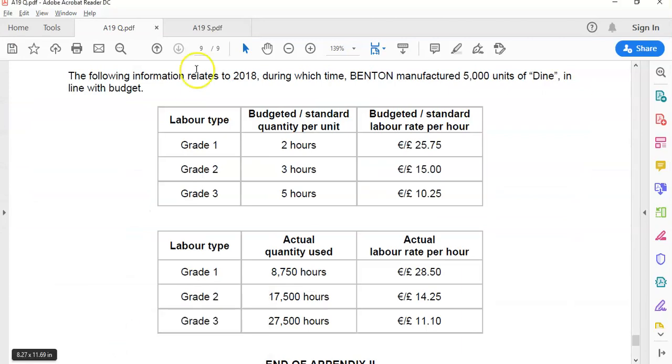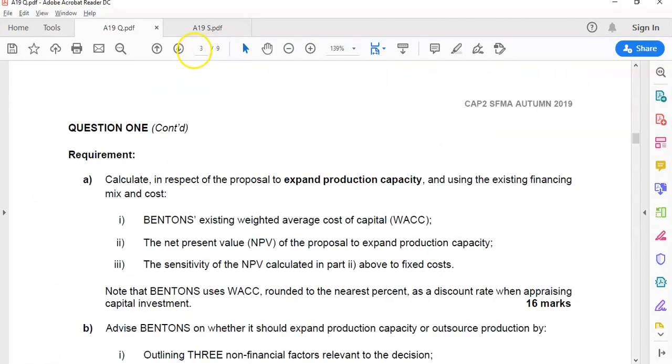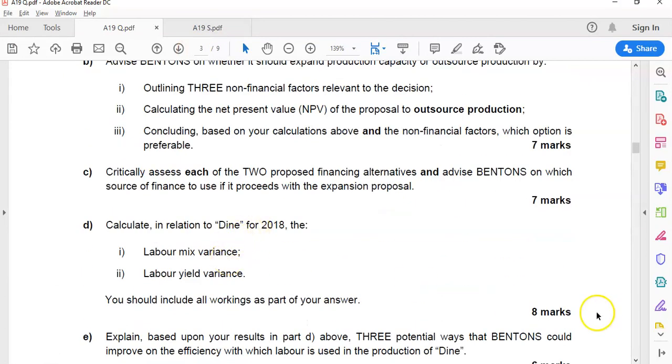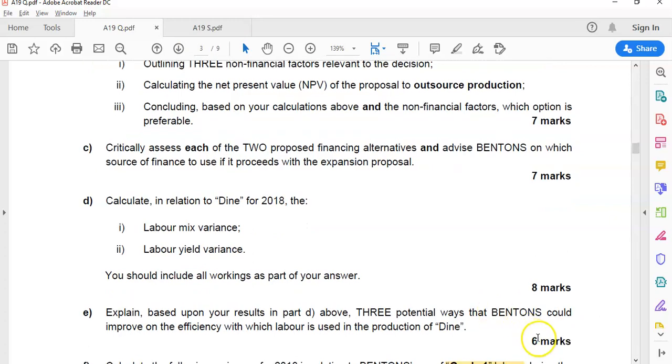So that was our answer to Part D of Autumn 19, mix and yield. 8 marks, you had about 16 minutes. But I said we spent a small bit longer because we did the Cap 1 variances as well. Part E then, for nearly as many marks: explain, based on your results to Part D, 3 potential ways that Bentons could improve the efficiency of labour. So again, the key thing is to link it back to Part D and give 3 potential ways.